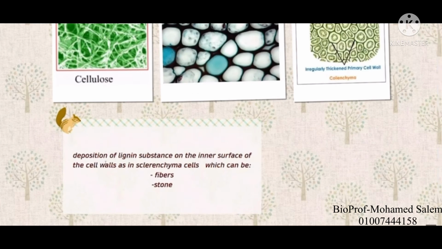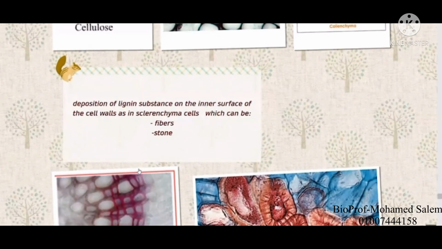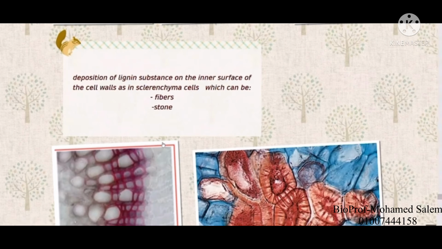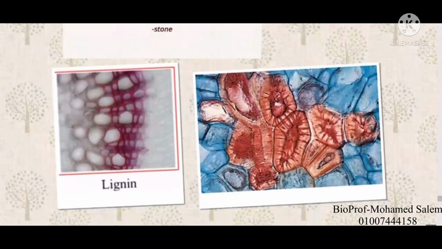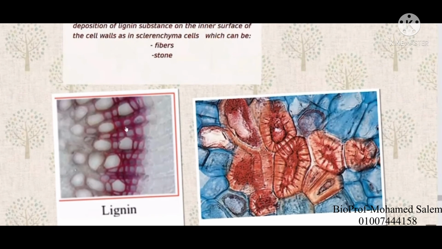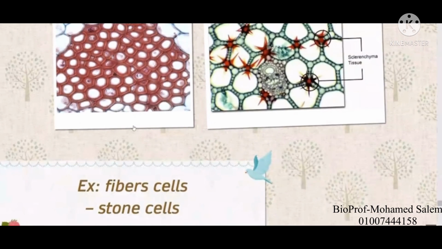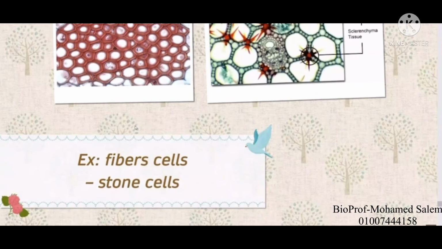If you add lignin to the inner surface of the cell walls, secondary cell walls, such as in sclerenchyma cells. So we have two types or two examples for sclerenchyma cells, fibers and stone cells. So if the lignin is found among the cells or deposited on the inner surface of cell walls, it will give more support, like fibers cells and stone cells.